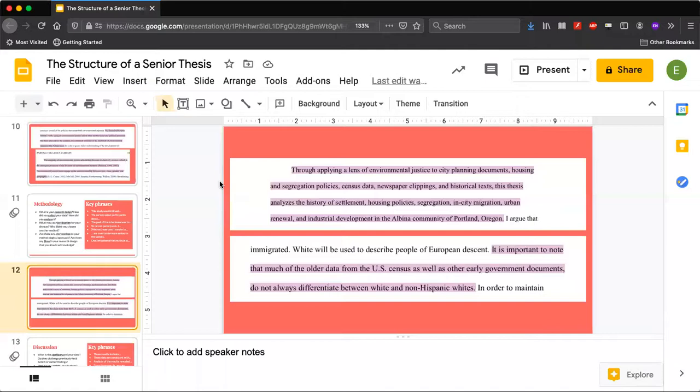in order to find what they found. And in the next quote, I want to highlight how the student discussed a potential flaw or potential issue with some of the sources that they used. So they say, it is important to note that much of the older data from the U.S. Census, which is part of what they're using for their research, as well as other early government documents, do not always differentiate between white and non-white Hispanics.